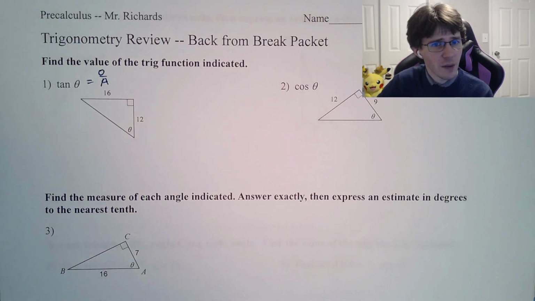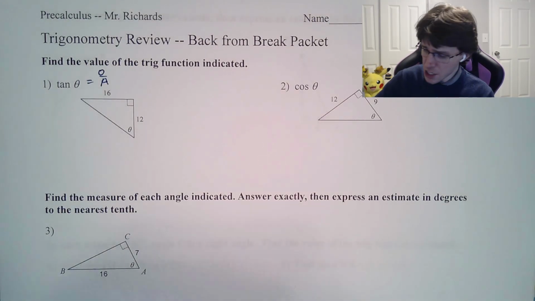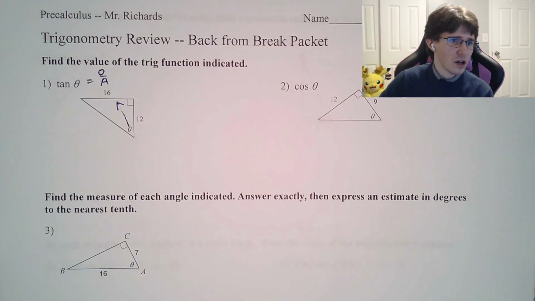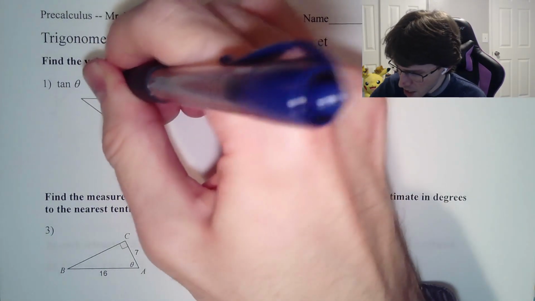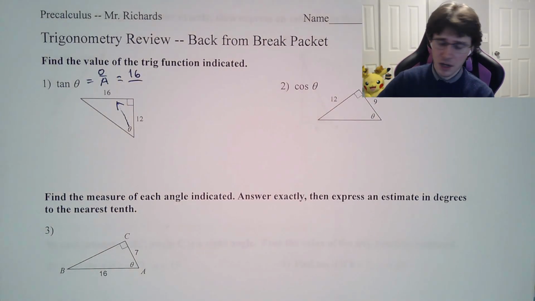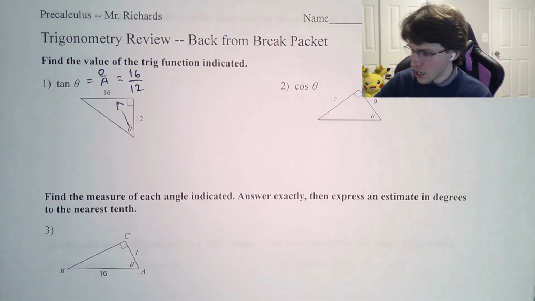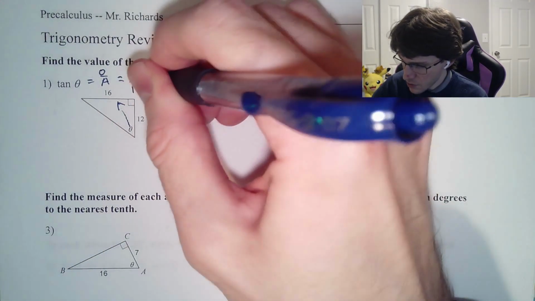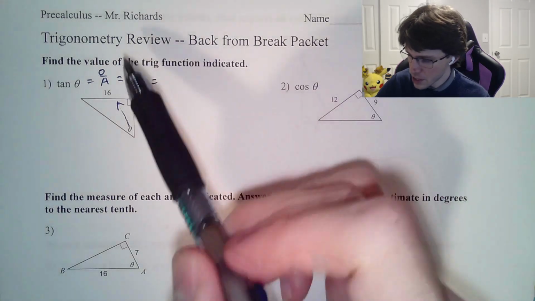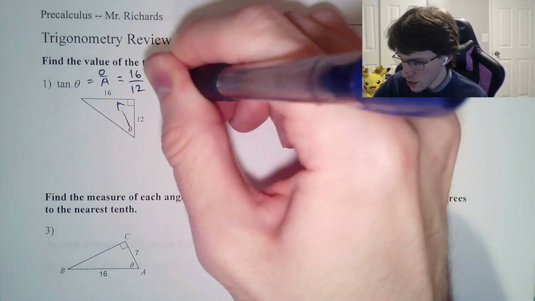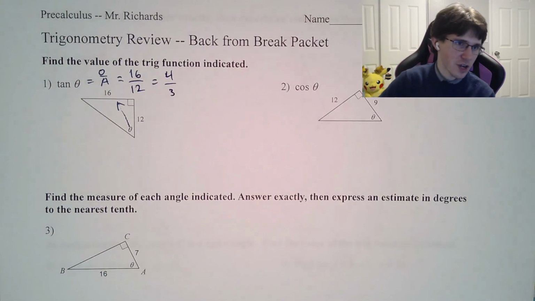When you're talking about the opposite over the adjacent, to find the opposite, you just draw a little dotted line going all the way across. So in this case, the opposite is 16, and the adjacent side over there is 12. We have 4 over 3 if we were to reduce that fraction.